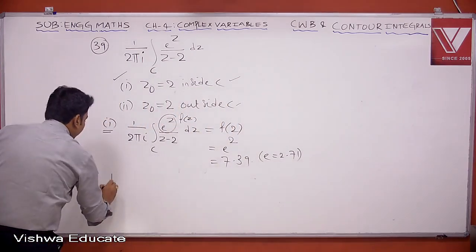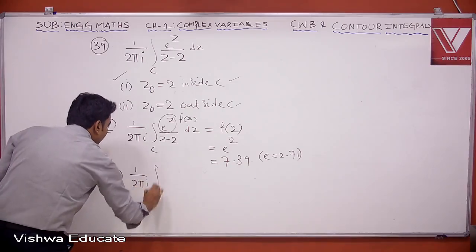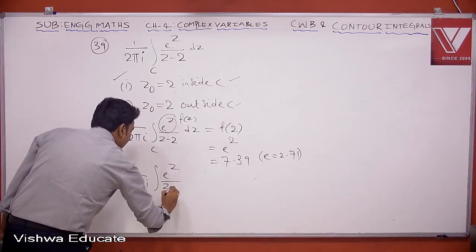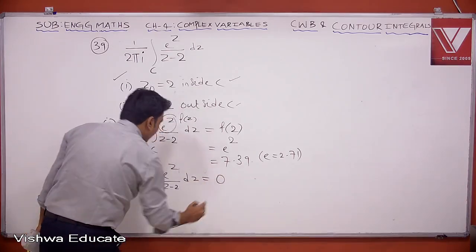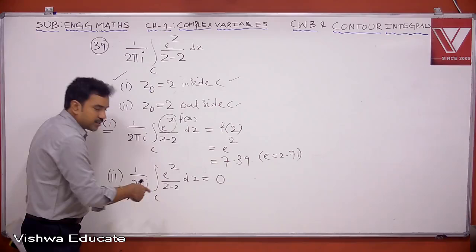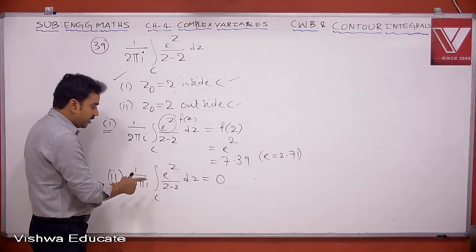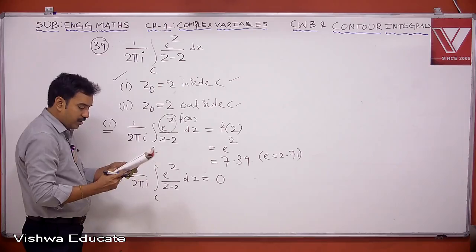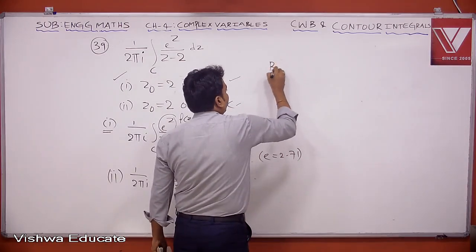Now in case 2, 1 by 2 pi I times integral e power z by z minus 2 dz over C becomes 0 because 2 lies outside the circle. So in case 1, the value is 7.39, and in case 2, it is 0. So 7.39 and 0: option B is the right answer.